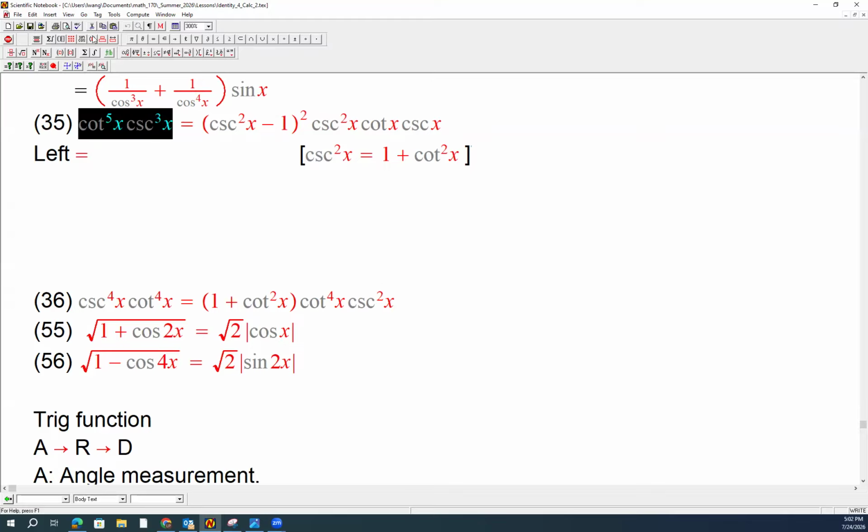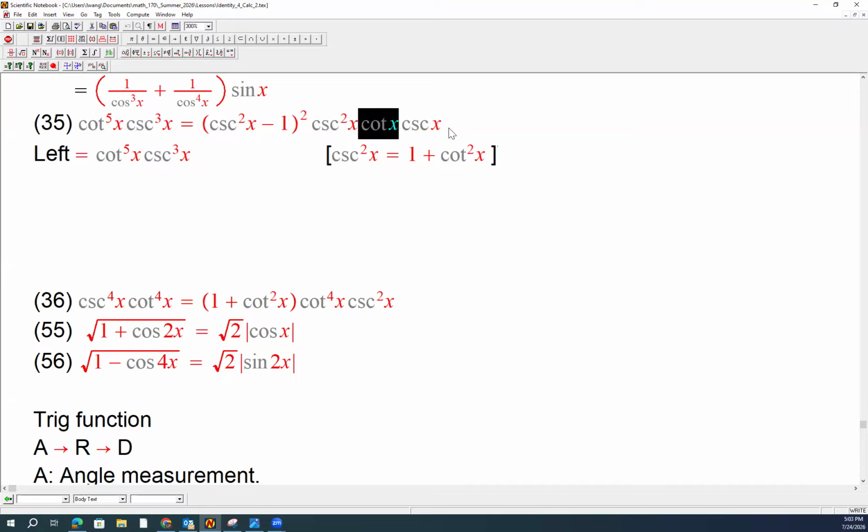We have a cotangent times cosecant. In the end, we have cotangent and cosecant, right? So we're first going to get that. So we're going to split. Okay, so that's the common trick. To the power of 5, we're going to reduce it to the power of 4. And so we have a cotangent outside, and cosecant reduced to 2, so we get a cosecant x. So that piece is accomplished.